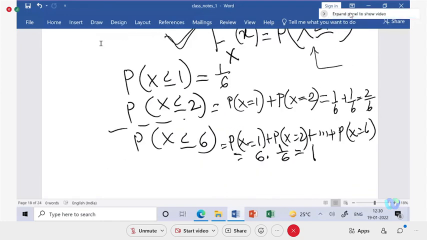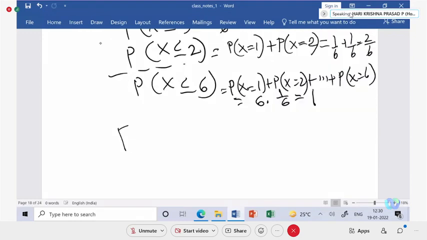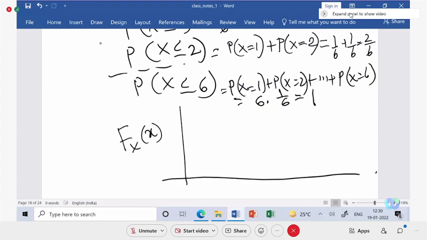So we show the x values along this axis. In this case, this is a staircase waveform. This is 1, this is 2, 3, 4, 5, 6.